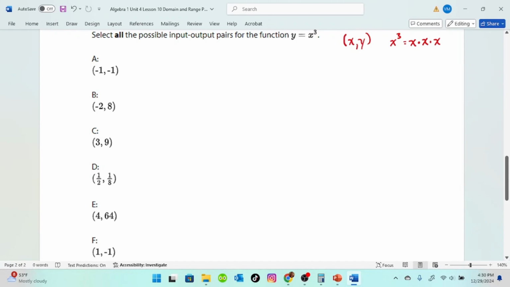So for A, this would be -1 times -1 times -1. -1 times -1 would be +1. And +1 times -1 would be -1. So A is a possible input-output pair.